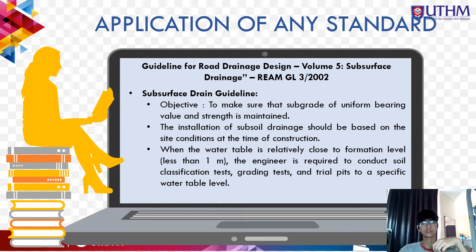For the subsurface drainage guideline by REAM, the objective of the subsurface drainage is to make sure that the subgrade of uniform bearing value and strength is maintained. The installation of the subsoil drainage should be based on the site condition at the time of construction. When the water table is relatively close to the formation level, which is less than 1 meter, the engineer is required to conduct a soil classification test, grading test, and trial pit to a specific water table level.